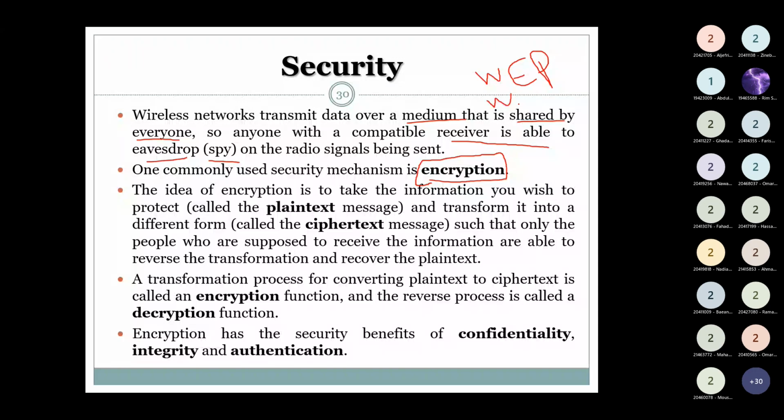So the idea of encryption is to take the information you wish to send. What does encryption mean? Encryption is to transform the plain text, your message, into a different form called ciphertext, which cannot be readable, such that only the people who are supposed to receive the information are able to reverse the transformation and recover the plain text. So this is your plain text, for example, hello.